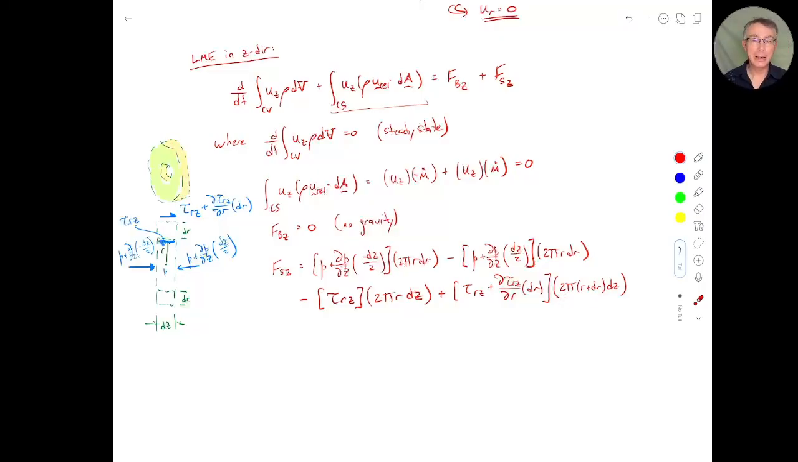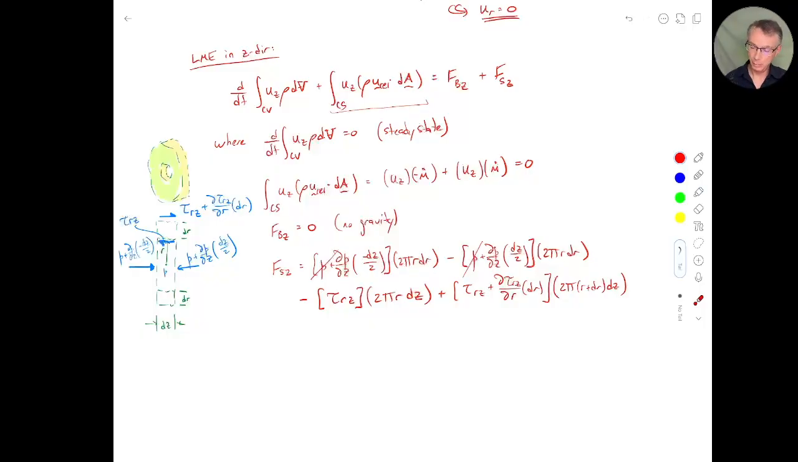Now we can go ahead and do some simplification here. You'll see that this pressure will cancel with that pressure, so that's helpful. And then there'll be this term here, just like with the conservation of mass expression, we're going to have to expand that out and simplify it.